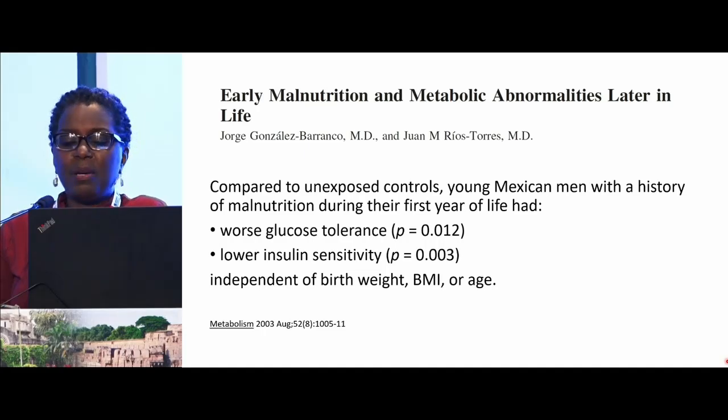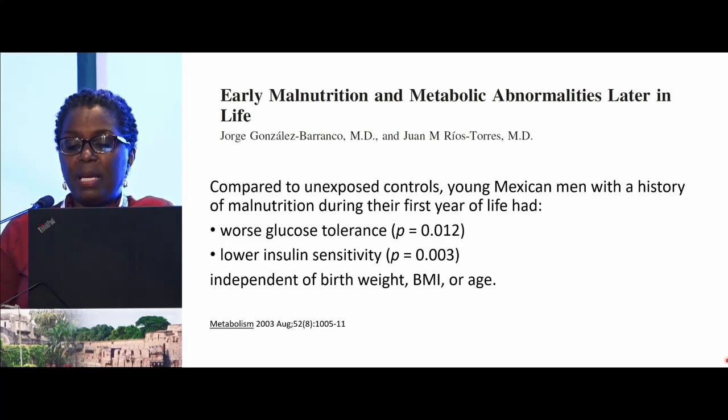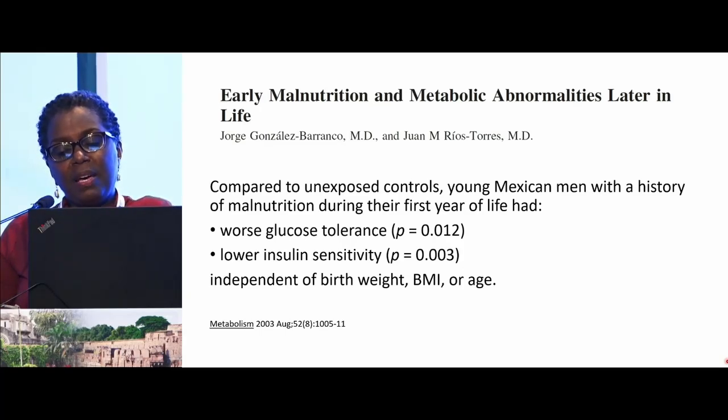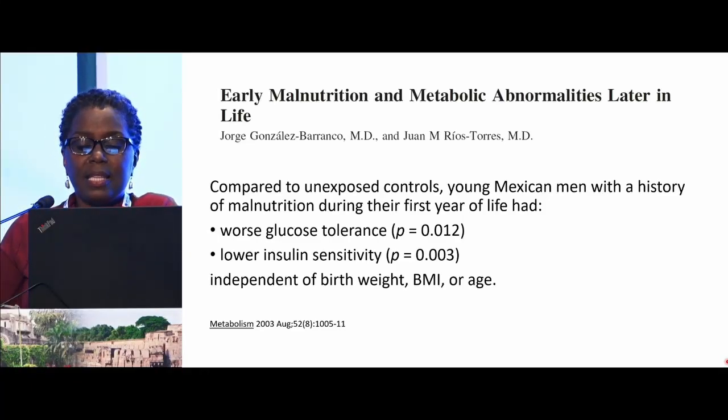What does the literature have to say about this? Well, we did find a few studies. One study published in 2003 looked at the long-term effects of postnatal malnutrition in young Mexican men compared to controls. It showed that malnutrition survivors had worse glucose tolerance and lower insulin sensitivity. These findings were independent of birth weight, BMI, adult BMI, or age, and this is in comparison to a control group. So this provides some evidence that postnatal SAM may have some long-term effects on glucose metabolism.